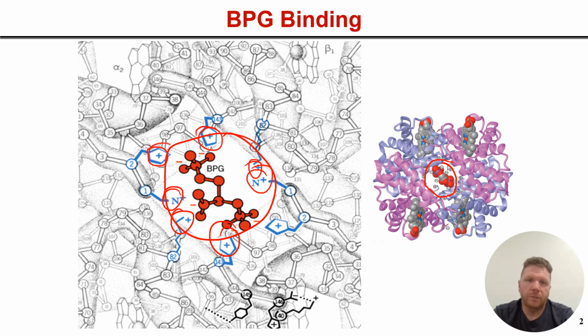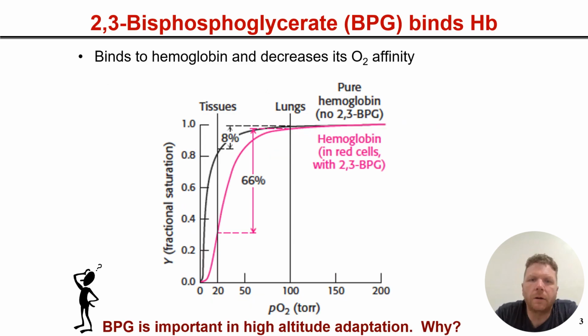These charges are going to basically be stabilized. They're going to stabilize one another. Bisphosphoglycerate is going to insert itself in this central cavity and just kind of sit tight. It's good. It likes to be there. Now, what that's going to do is stabilize one form of the protein. Bisphosphoglycerate is capable of binding that central cavity of hemoglobin, and whenever it does so, it decreases hemoglobin's affinity for O2.